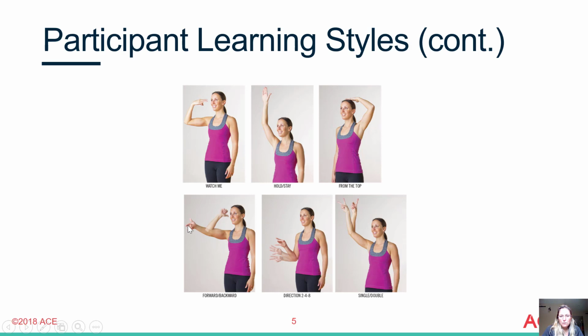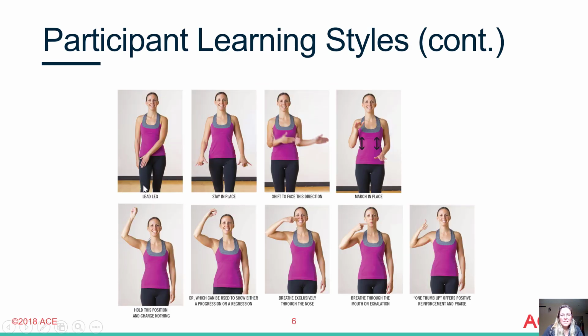And then the directional cues, pointing forward, pointing backwards, directional, two to the right, two to the left type thing, or just one finger, single, like one knee maybe, or two fingers could mean maybe like a double knee. Other ones, lead leg, where she's pointing to that right leg, saying, okay, right. If you want to say right, you could also point to that right leg. That's being the lead leg. Here, staying in place. Here, shifting to face this direction. Here, alternating the hands up and down would be a march in place. This could be hold this position and change.